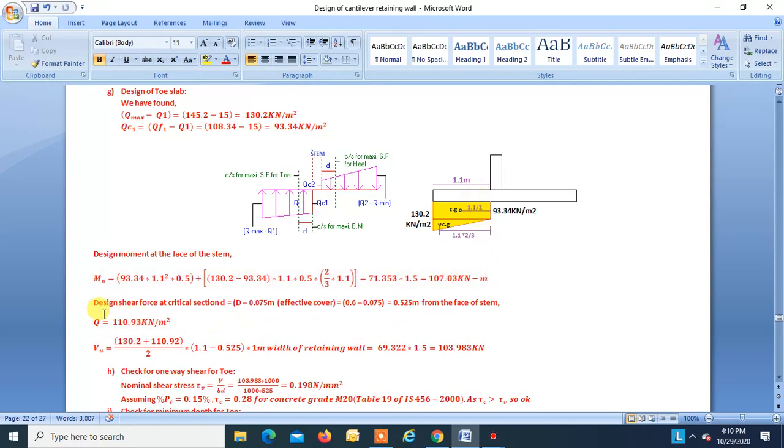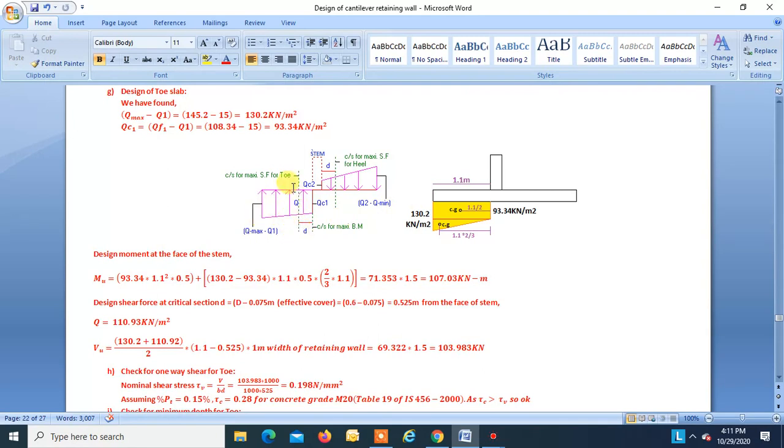Now we have to do the check for shear. Okay, so this is the face of the stem. For check for shear, we have to take a section at a distance effective depth d from the face of the support. So first step is to find this d. Our overall depth is 0.6 meters, effective cover is 0.075 meters, that's 75 mm, right? So effective depth d is found to be 0.525 meters. So this distance from the face of the stem will be 1.1 minus 0.525 meters.